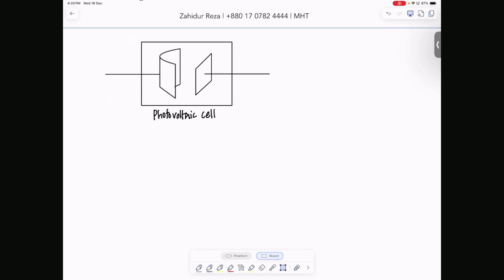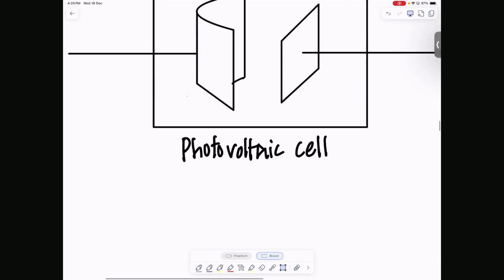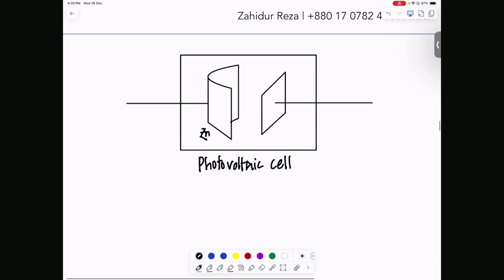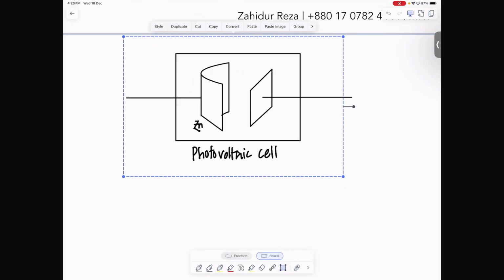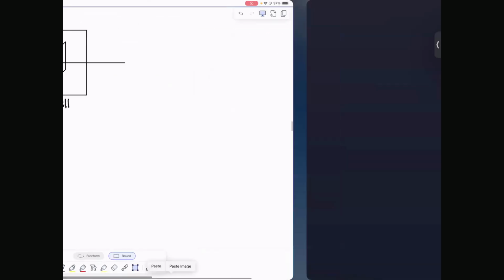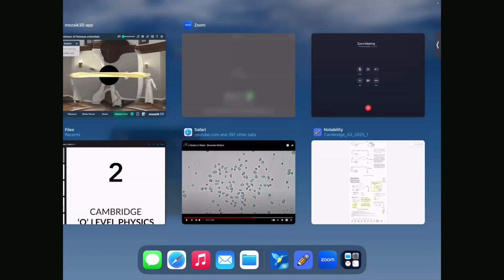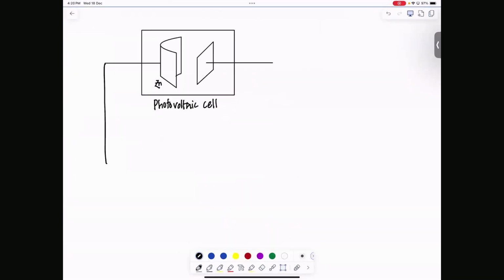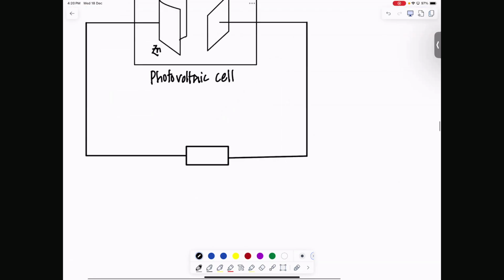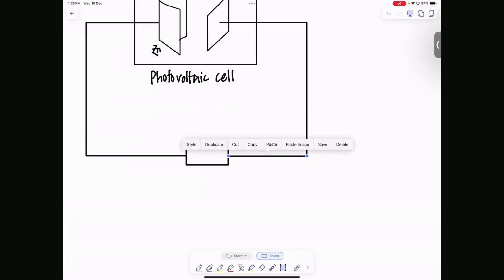So he set up this circuit here. He used the metal zinc in this case, the first version of it, and he used red color light. But before that, let's complete the circuit. There are some parts that we need to know. In the circuit below, you have just a resistor. And to know if there's any electron flow, what can I use in the circuit? If there's any flow of charge, how would I know?